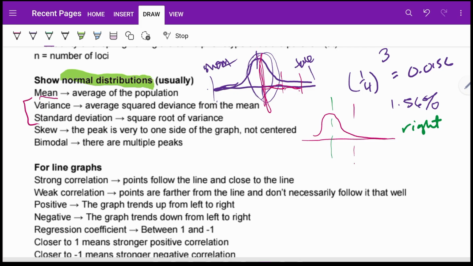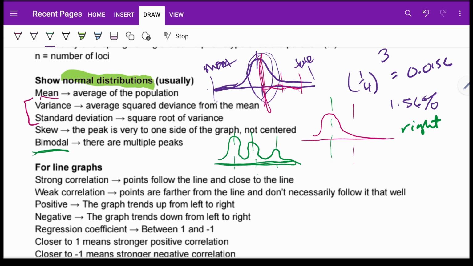We also have bimodality, which would mean there are multiple peaks in this graph, instead of just one normal distribution, there's actually a few peaks. So in this bimodal graph, basically what we're seeing is that even though the traits vary as you go up, it's not necessarily that the farther away you are from the mean, the less common it is.